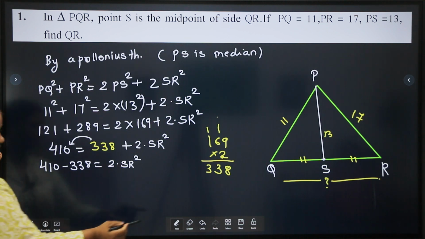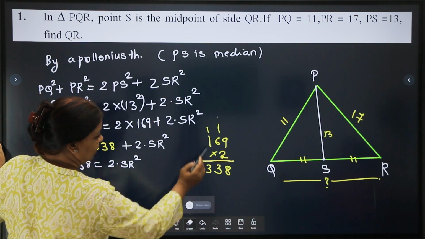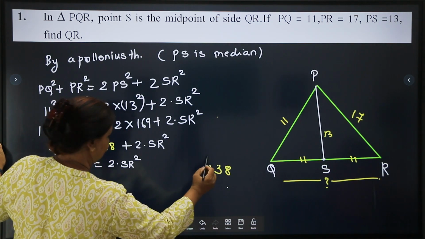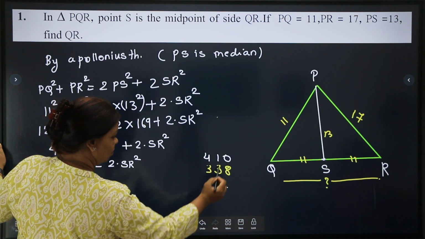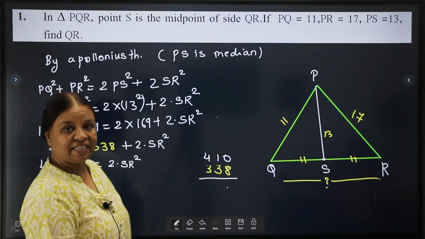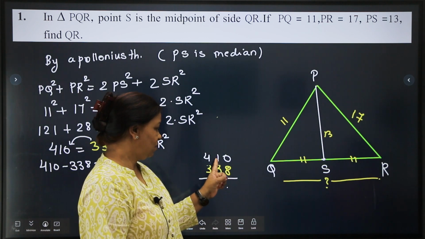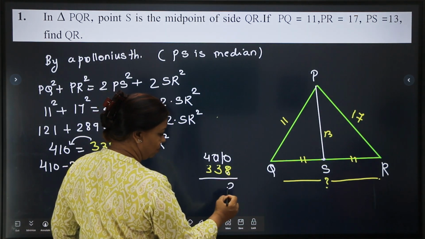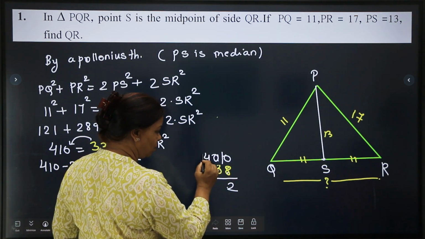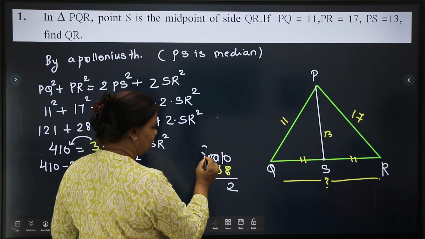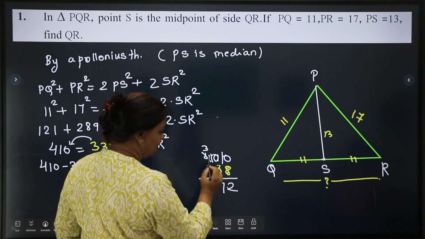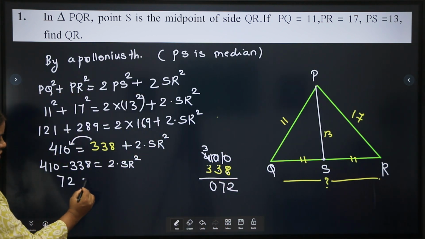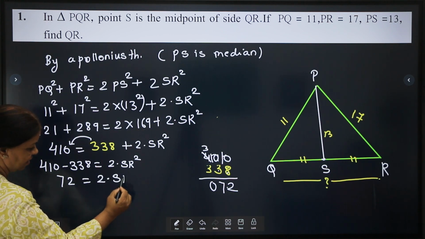When I subtract it from 410, if I subtract 338, what would I get? 410. 0 minus 8 cannot be done. So I'll carry 1 from here, it will be 10, and here it will be 0. 10 minus 8 will be 2. 0 minus 3 is not possible, therefore I'll take 1 from here, and here there will be 3. 10 minus 3 is 7, 3 minus 3 is 0. So left is 72, which is equal to 2 into SR square.